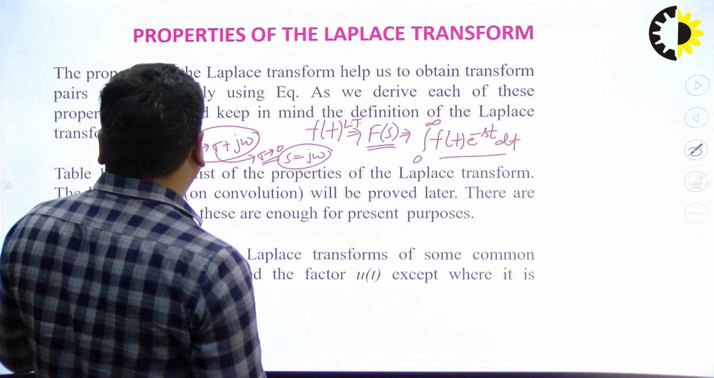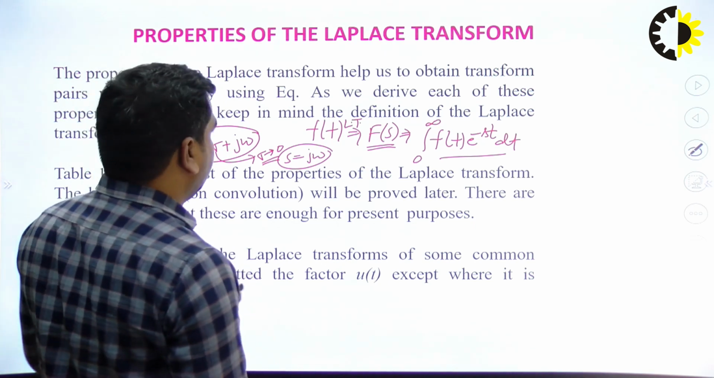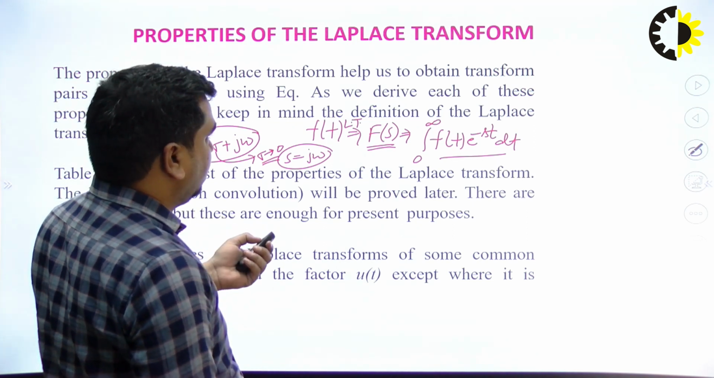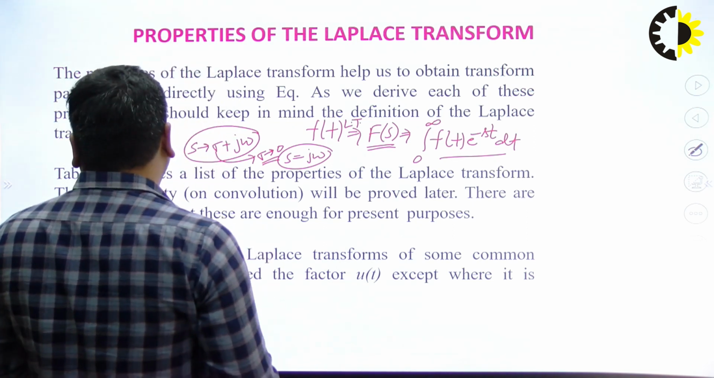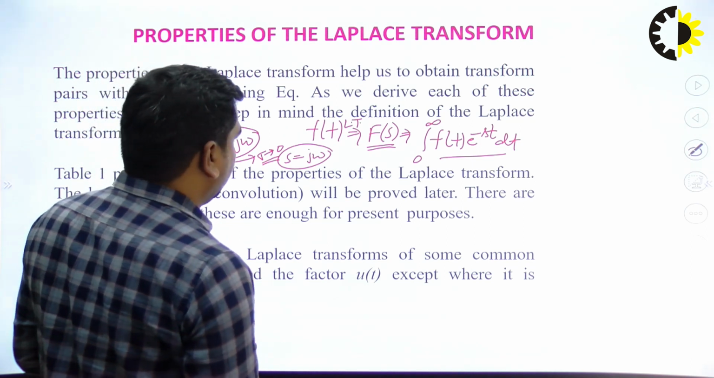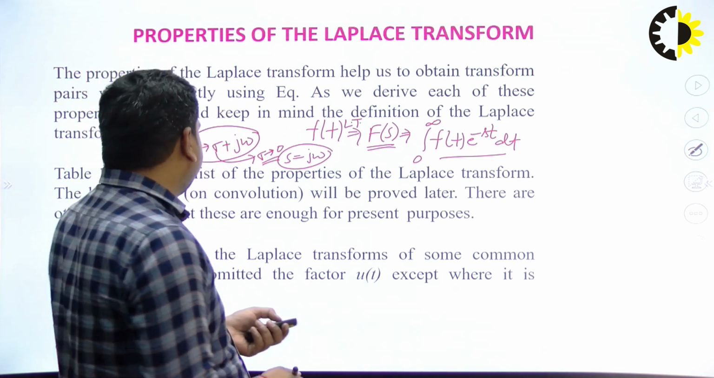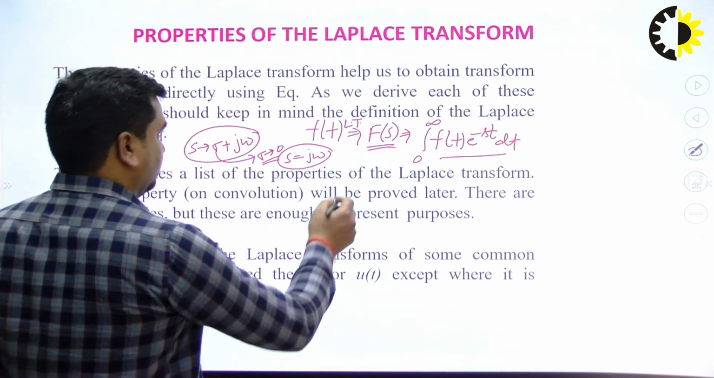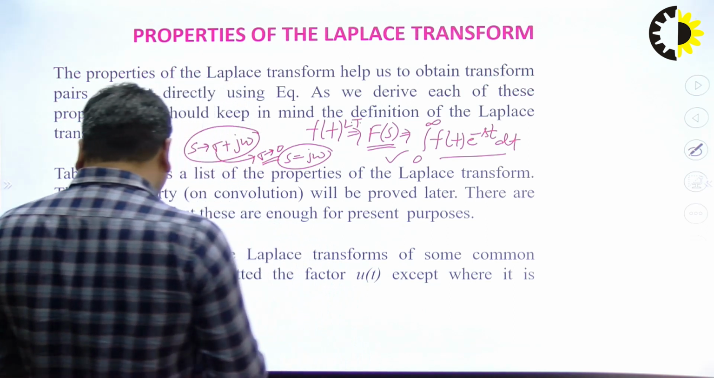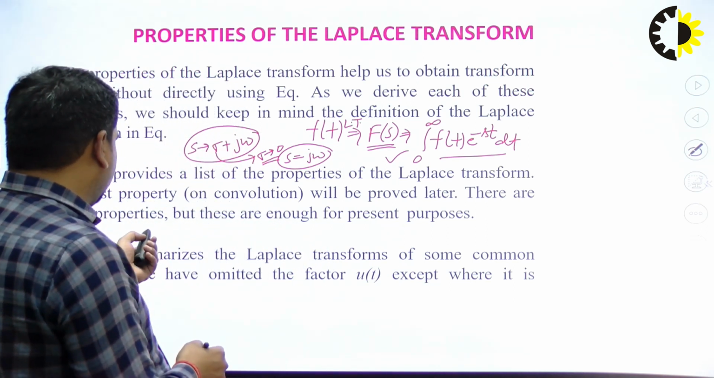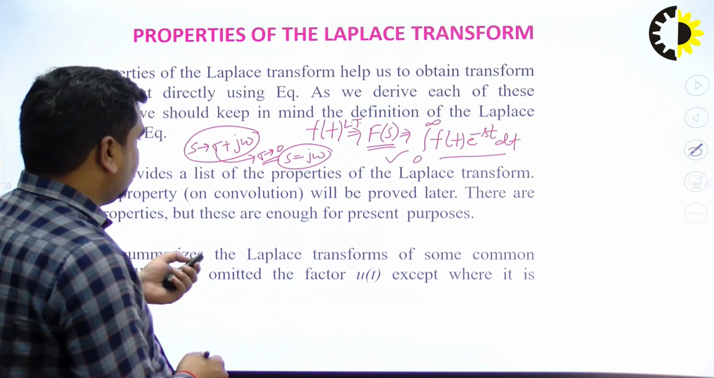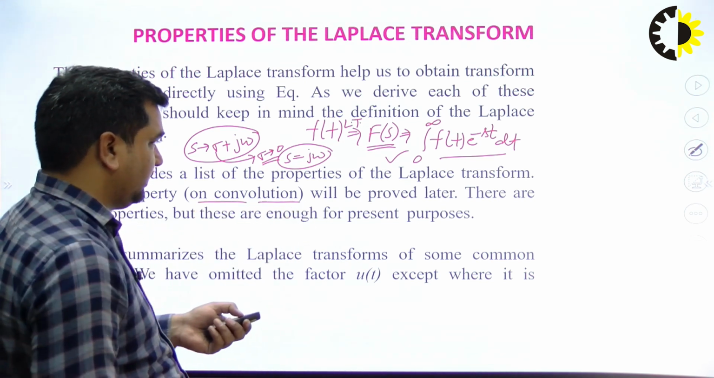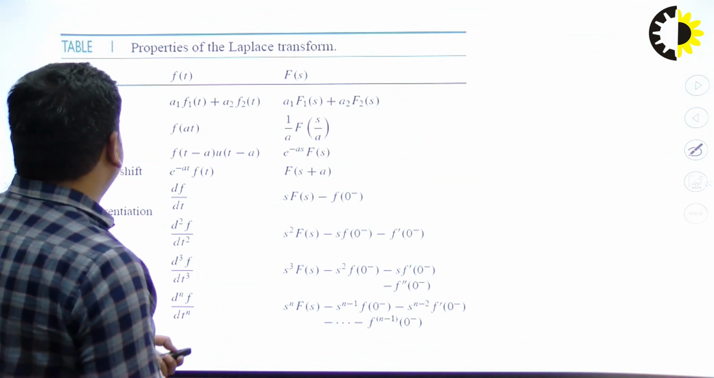Basically, we have also discussed some properties. The properties of the Laplace transform help us find transform pairs without directly using the equations. As we derive each of these properties, we should keep in mind the definition of the Laplace transform equation, that is this one. We have two tables of properties of Laplace. Here it is, table 1.